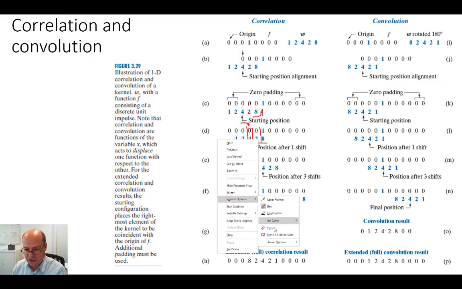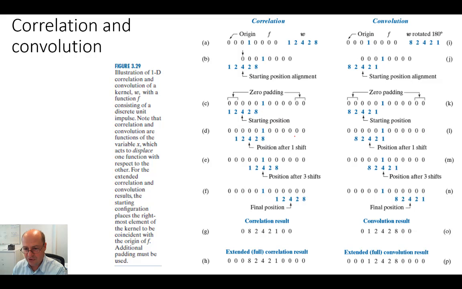So it goes in this way, one step by step, until you reach the end of the image, padded image, I should say, right? So the middle of the kernel is aligned with the last position of the original image. This is the end of the procedure. The correlation result is just that.